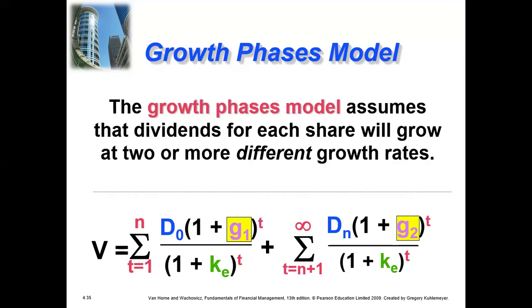This model assumes that dividends for a share will grow at two or more different growth rates. For example, dividends can grow at 5% for the first 3 years, then 7% for the next time period. So there can be two or more different growth rates. The formula for this would be a little bit of a change, a little bit of an extension.